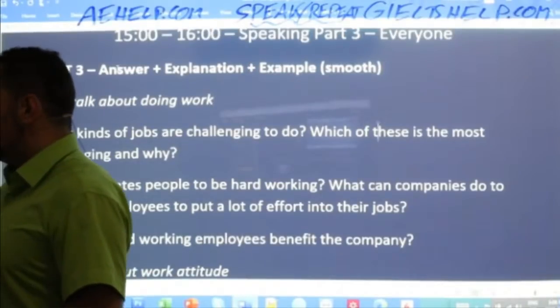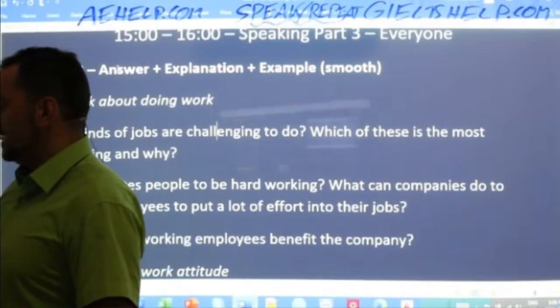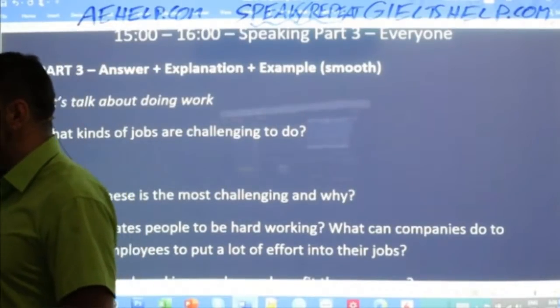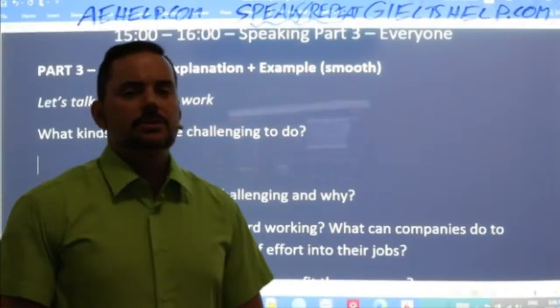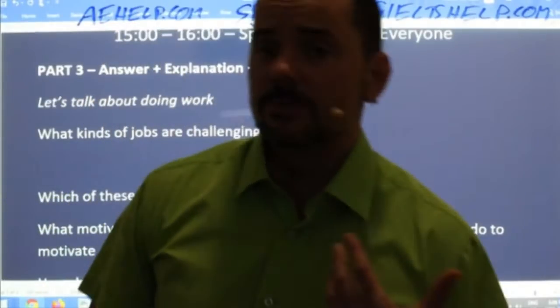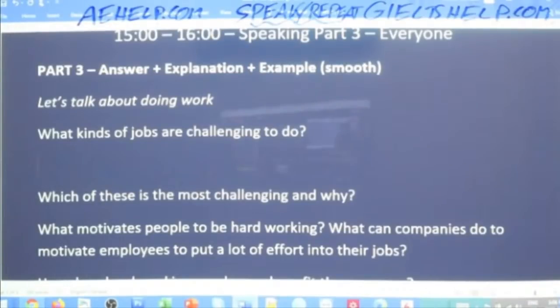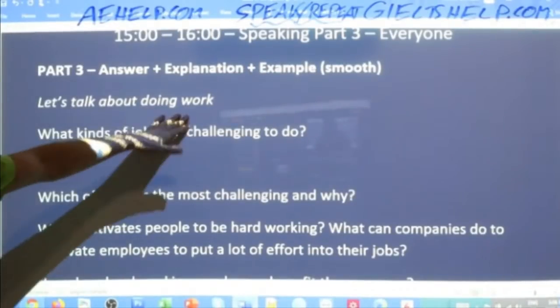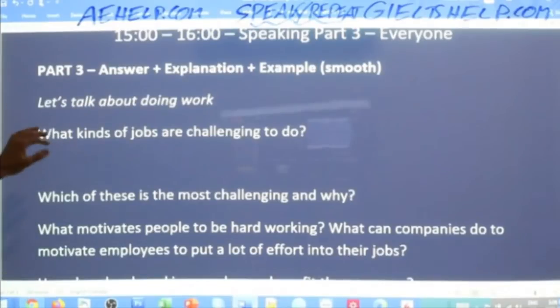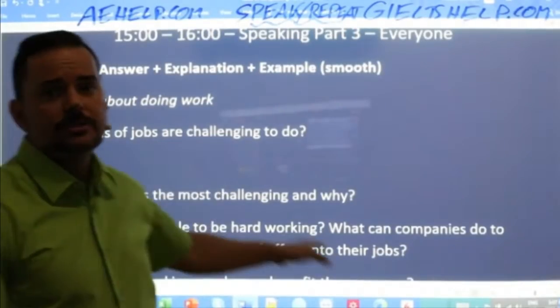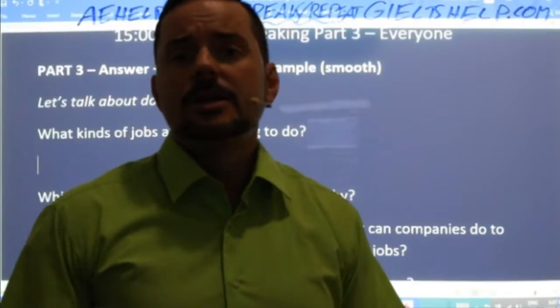All right, so the examiner, again, once you're finished that part 2, the examiner will say, okay, that is the end of part 2. Now let's continue with part 3. For part 3, I will ask you some more questions related to the topic of part 2. Let's talk about doing work. Okay, what kinds of jobs are challenging to do? Okay, so what kind of jobs are challenging?